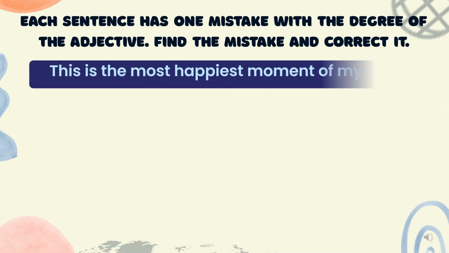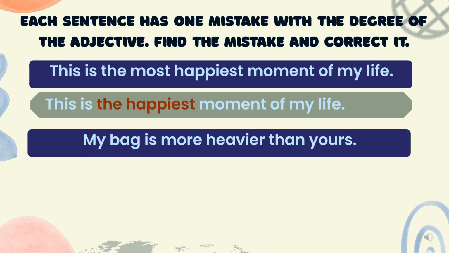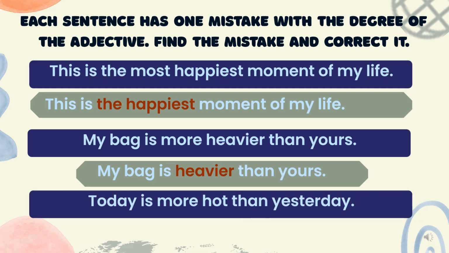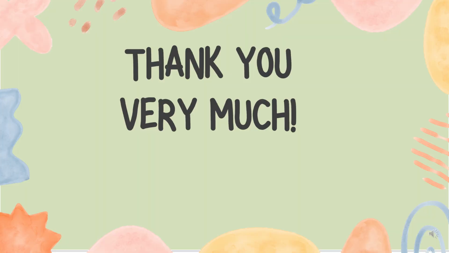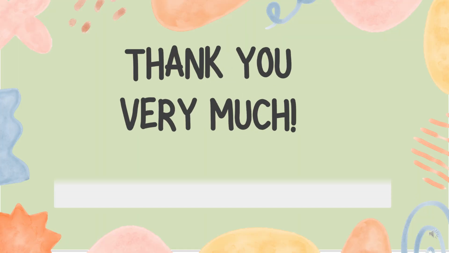And here are the corrections. The first sentence had a double superlative. Most happiest is incorrect. It should be the happiest. The second sentence had a double comparative. More heavier is wrong. The correct form is heavier. The third sentence used more with a 1-syllable adjective. For hot, we use the -er ending: hotter. These are very common mistakes, but now you know how to avoid them. And that completes our lesson on the degrees of adjectives and rules to avoid common mistakes in English.